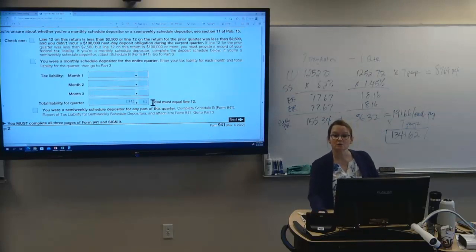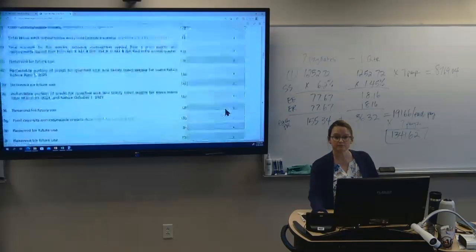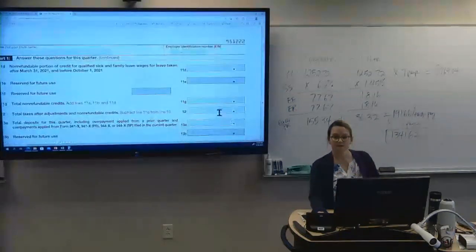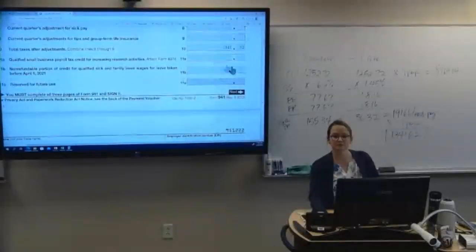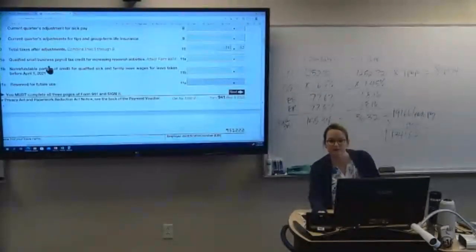1341.62. It says here, total must equal line 12. All right, we haven't gotten to line 12 yet, but essentially line 12 is going to be the same, in our case, as what's in line 10, because we're not going to worry about any of these other credits.